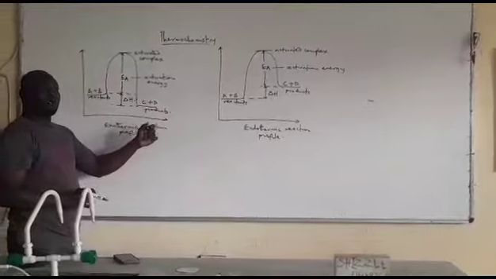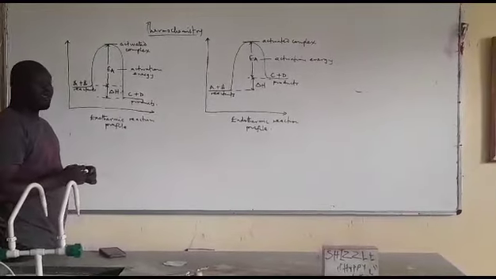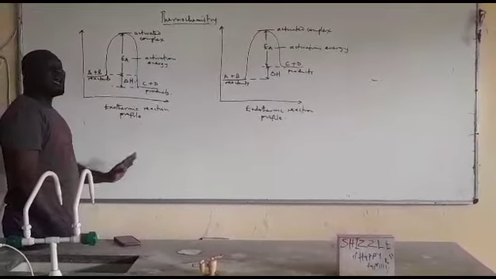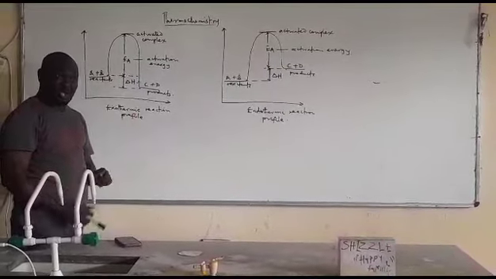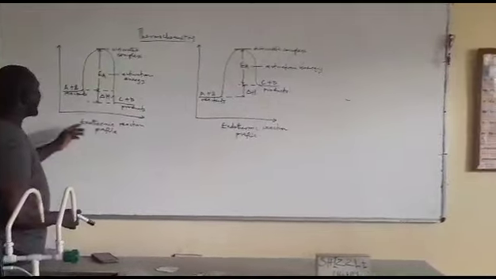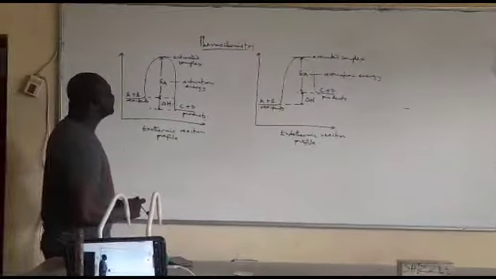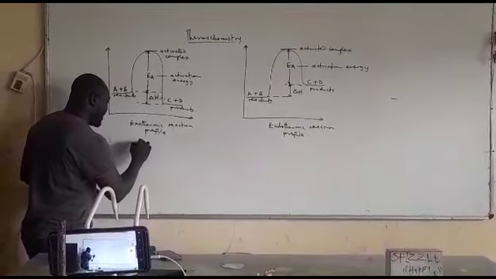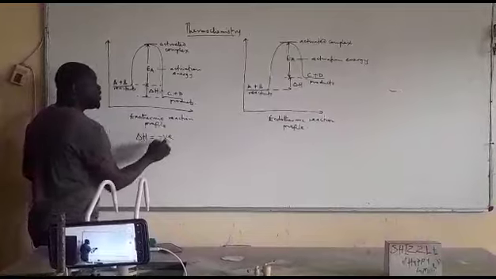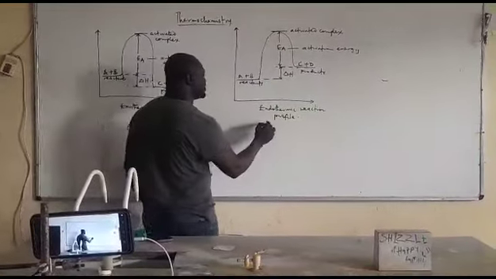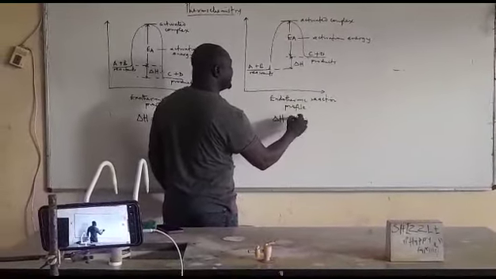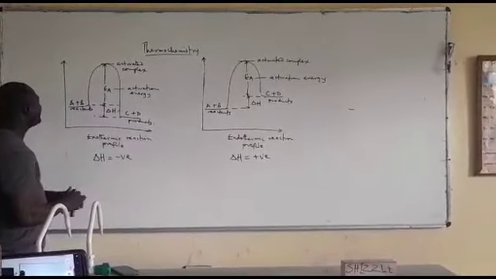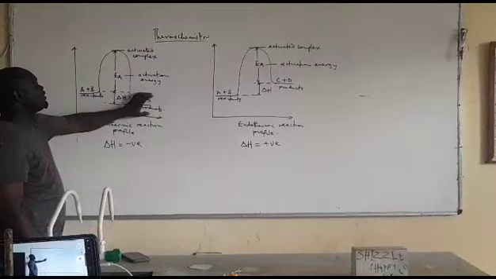The graph shows the energy profile for a chemical reaction. We have two energy profiles: the endothermic and the exothermic reaction. Are we following? For an exothermic reaction, the enthalpy change is negative, while for an endothermic reaction, the enthalpy change is positive. Now we have the reactant side and the product side.